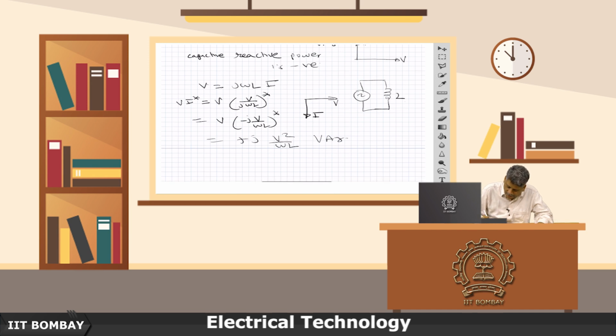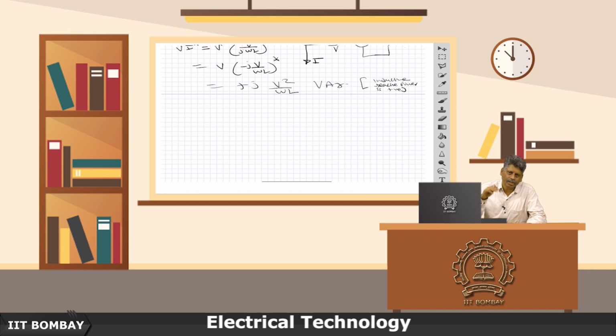So, now here the inductive reactive power, I can simply say VARs, I mean instead of every time saying VAR, I can simply say VARs. Inductive reactive power is positive. So, if you want to compensate, let us say, inductive power with a capacitive, then what should you do?